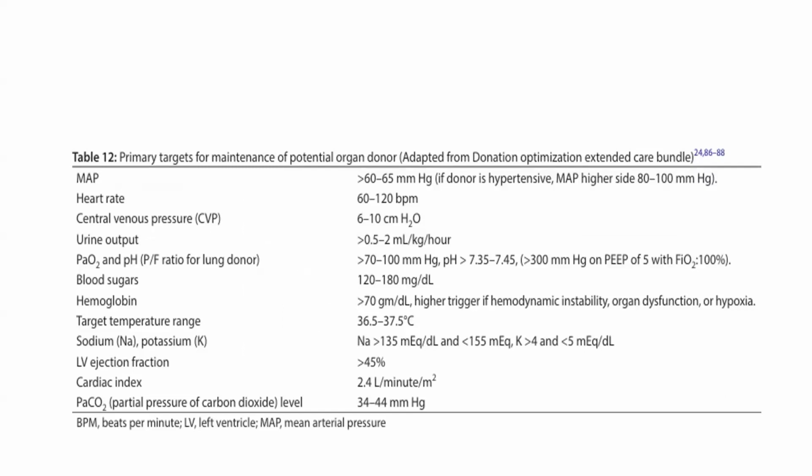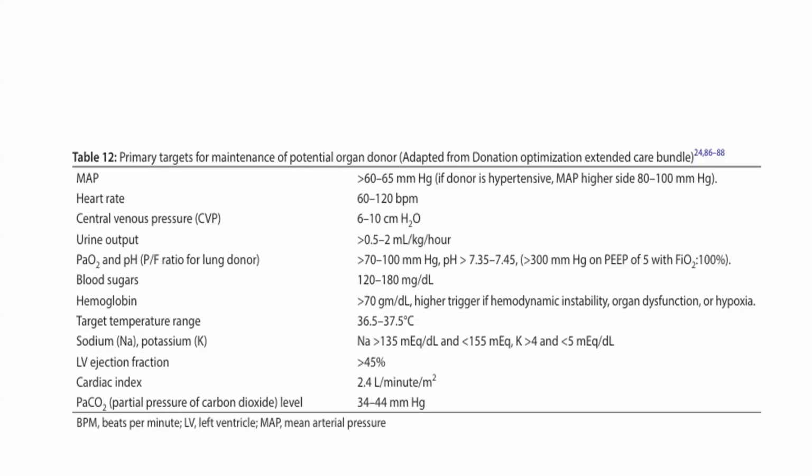Primary targets for maintenance of the potential organ donor: mean arterial pressure should be more than 60 to 65. Then heart rate should be 60 to 120. CVP should be 6 to 10. Urine output should be more than 0.5 to 2 ml per kg per hour. PaO2/FiO2, that is the PF ratio, for a lung donor is more than 70 to 100. pH should be 7.35 to 7.45. Blood sugar should be in the range of 120 to 180.